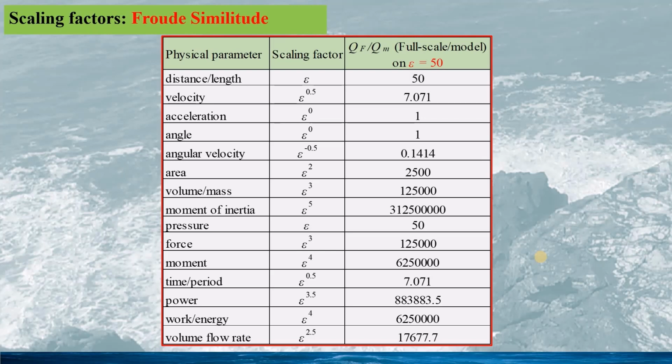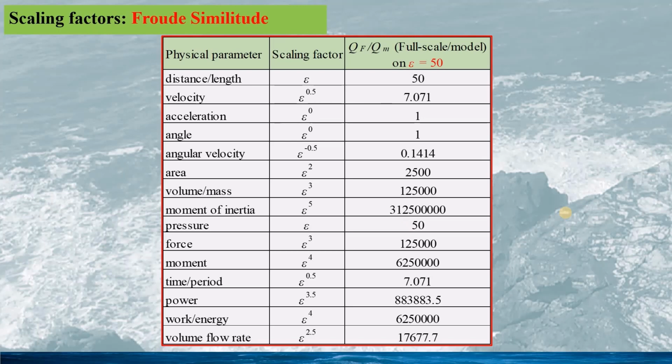Based on the Froude similitude, we can easily work out the scaling factors for different physical parameters. See in the table. Some of these parameters would be used to scale the parameters to set up the test environment.